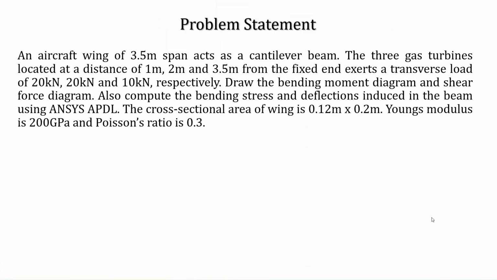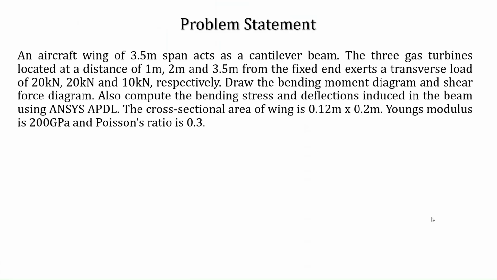An aircraft wing of 3.5 meter span acts as a cantilever beam. The three gas turbines located at a distance of 1 meter, 2 meter and 3.5 meter from the fixed end exert a transverse load of 20 kilonewton, 20 kilonewton and 10 kilonewton respectively.